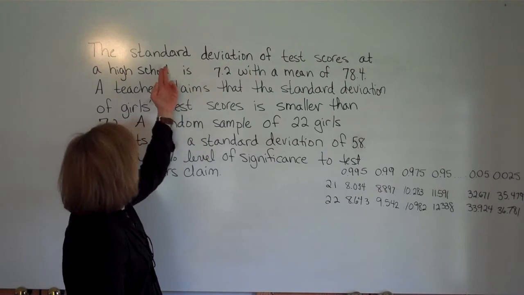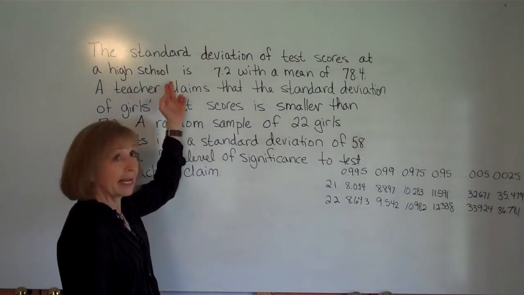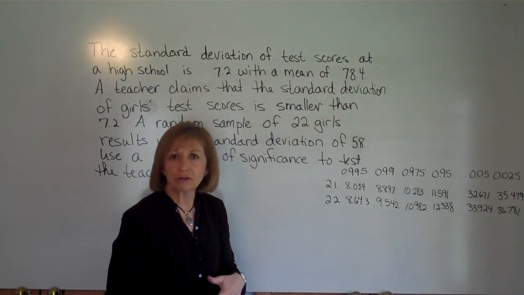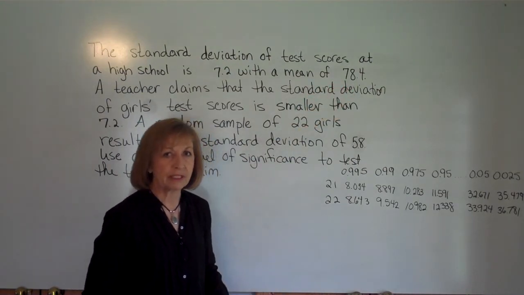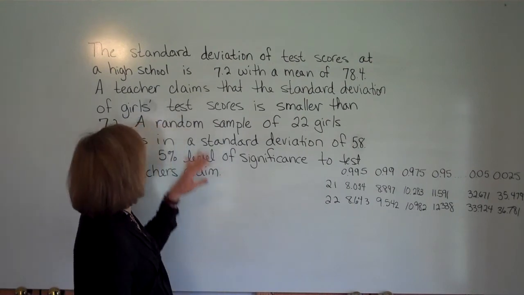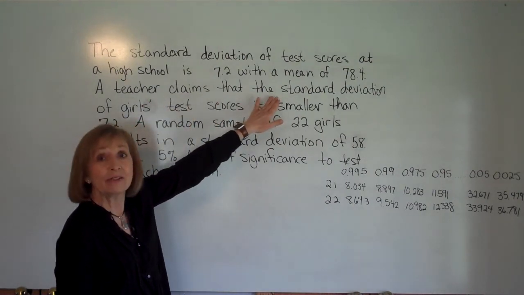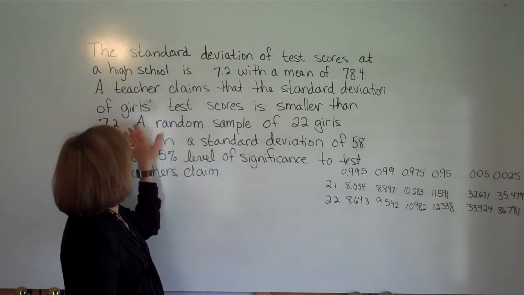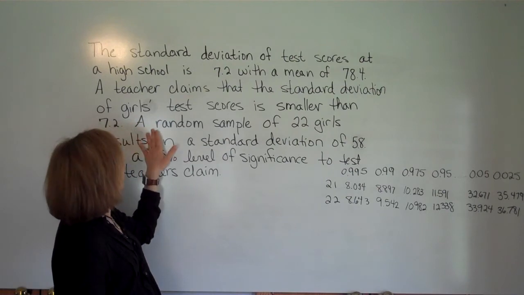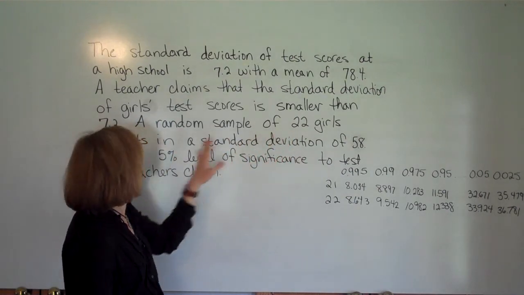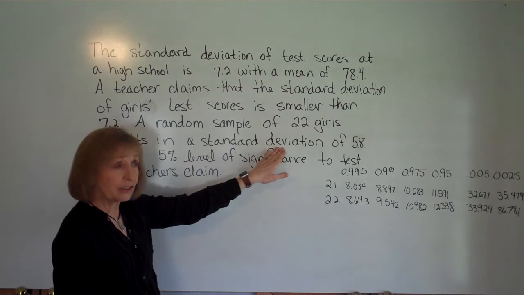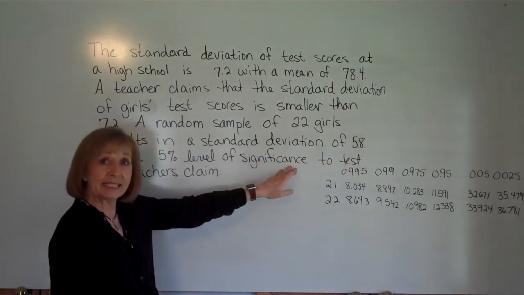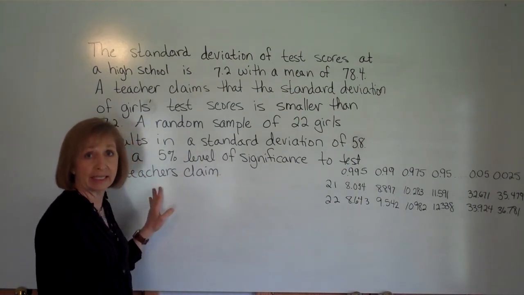So here, it says the standard deviation of test scores at a high school is 7.2 with a mean of 78.4. I'm not really sure what I'm supposed to do yet; I'm just reading the information from the original setup. A teacher claims that the standard deviation of girls' test scores is smaller than 7.2. A random sample of 22 girls results in a standard deviation of 5.8. Use a 5% level of significance to test the teacher's claim.